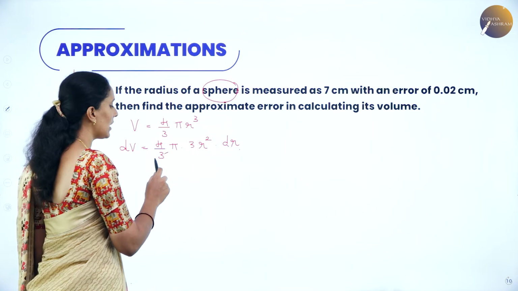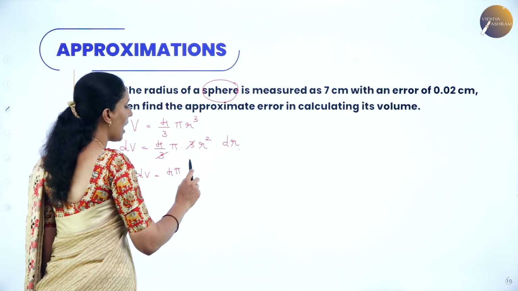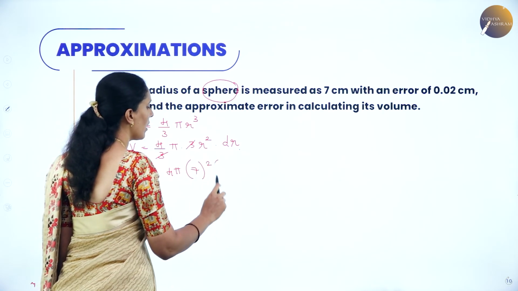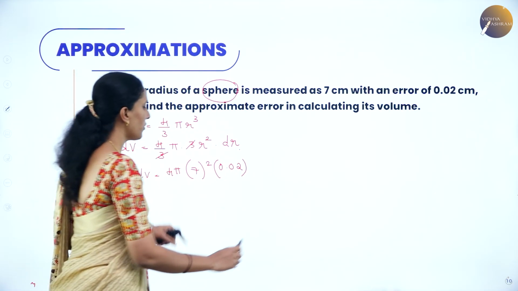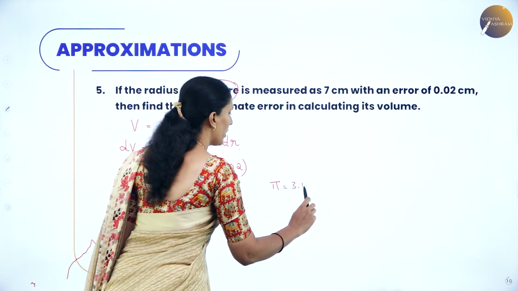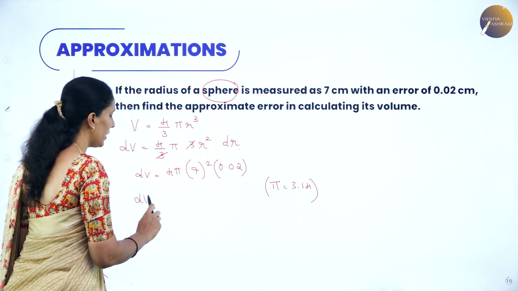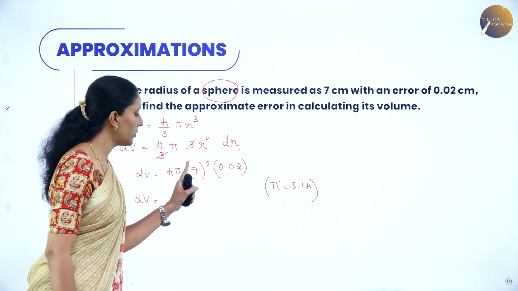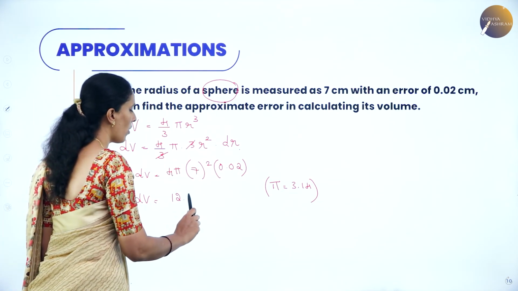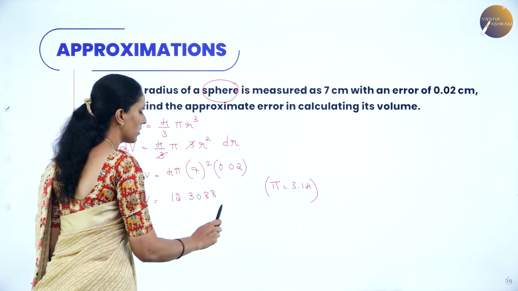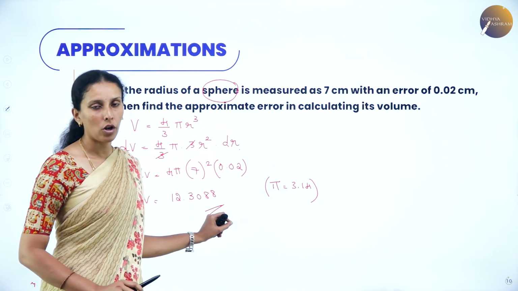So here we can see 3 can be cancelled. dV is equal to 4 pi. r is given as 7, so it is 7 square, and dr, the error in radius, is given as 0.02. Now suppose you take the value of pi as 3.14. So dV is 4 into 3.14 into 7 into 7 into 0.02. So that is equal to 12.3088. So this is the change in volume, or error in calculating volume, that we get.